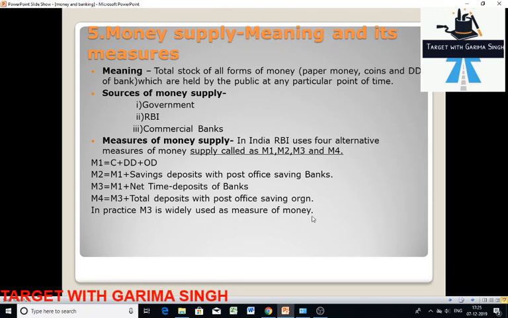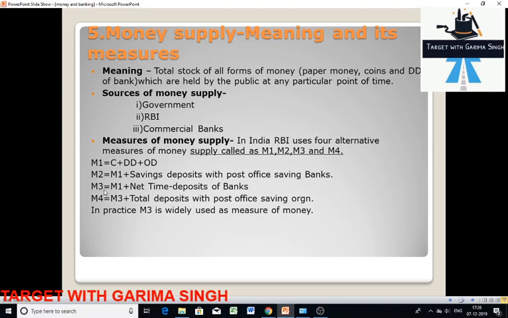In fact, a great deal of debate is still going on as to what constitutes money supply. Saving deposit of post office are not a part of money supply because they do not serve as medium of exchange due to lack of check facility. Similarly, fixed deposit in commercial bank are not counted as money. Therefore, M1 and M2 may be treated as measure of narrow money, whereas M3 and M4 measure of broad money.